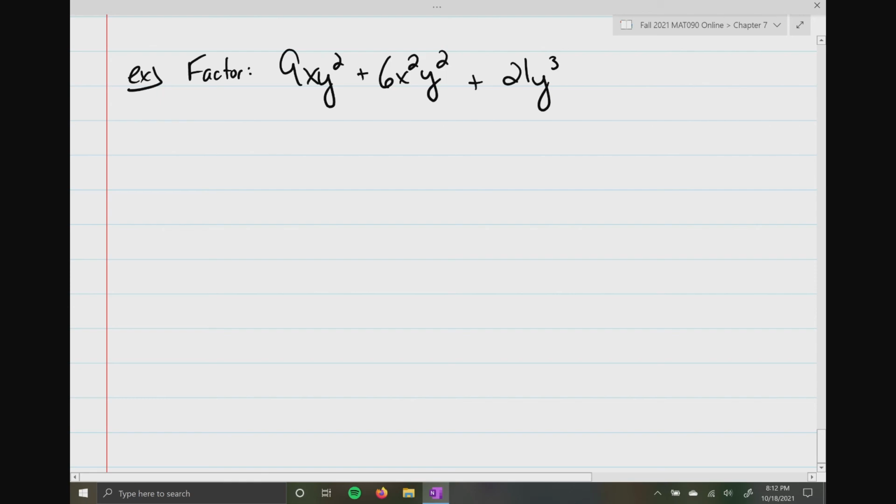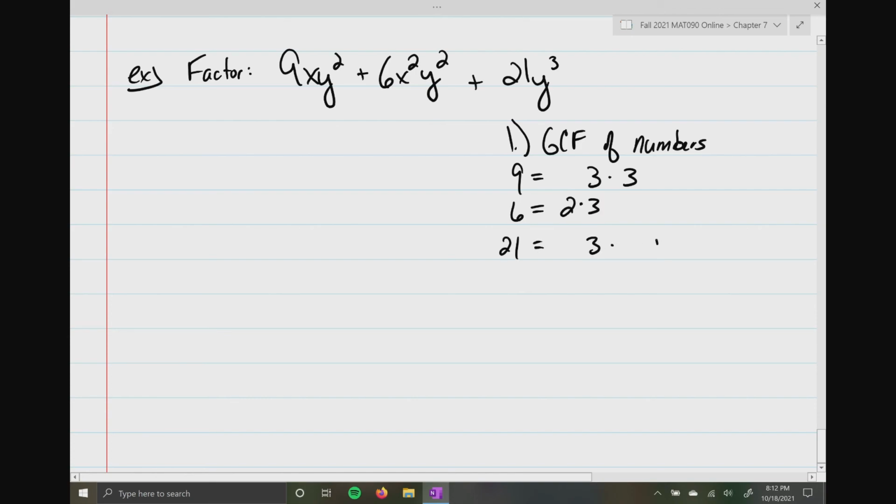Here's what we know. Step 1. Let's get the GCF of the numbers. Okay? So, let's see. 9 is going to be 3 times 3. 6 is 2 times 3. 21 is 3 times 7. Notice the only overlap that we have is right down the middle. So our GCF for the numbers is going to be 3.